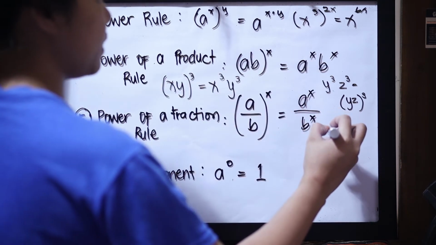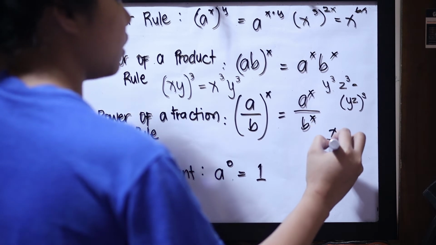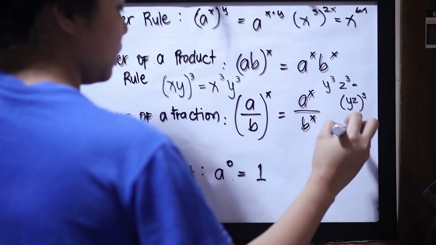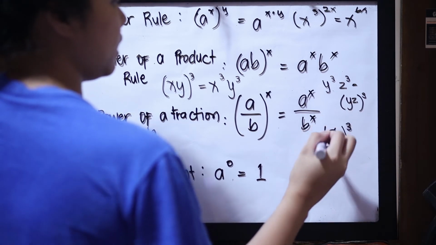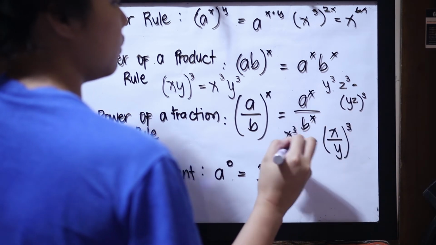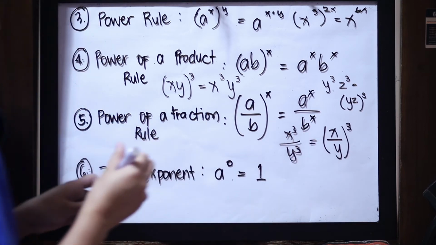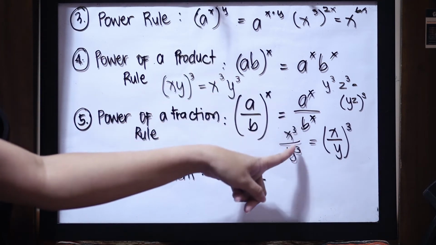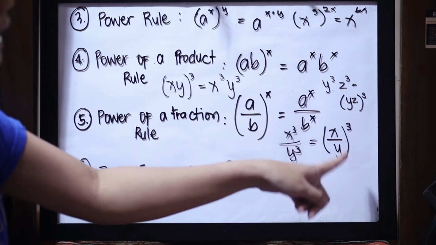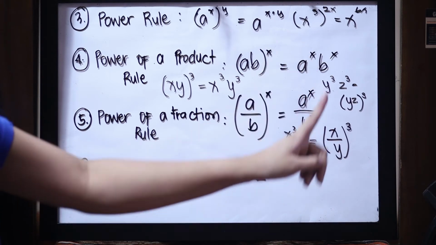Now, for example, we have x all over y. The quantity of x over y cube can be written as x cube all over y cube. Ganun lang. Or, vice versa. Yung x cube all over y cube can be written as the quantity of x over y cube.